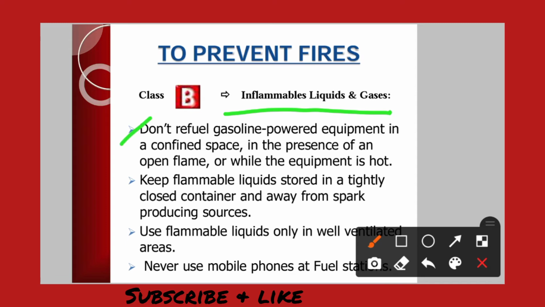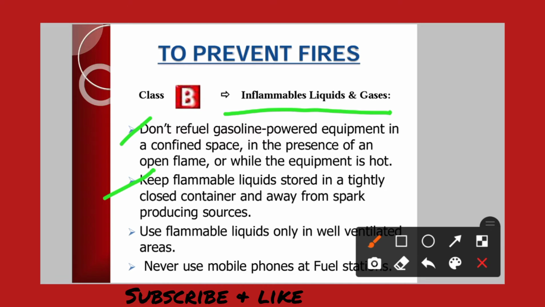So basically the first point says don't refill gasoline powered equipment in a confined space. Means don't put them in a confined space in the presence of an open flame, because at that particular place a quick reaction can happen, and especially a confined space is a totally different case of fire, where you can't ventilate the smoke and everything, so it becomes really difficult.